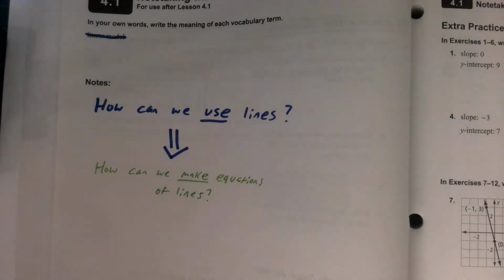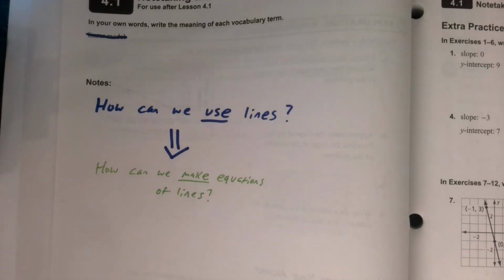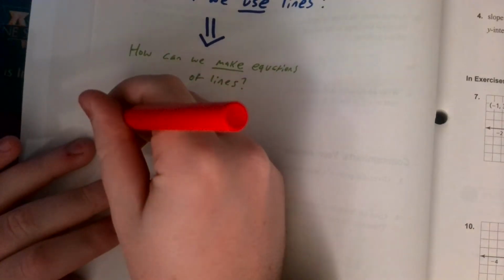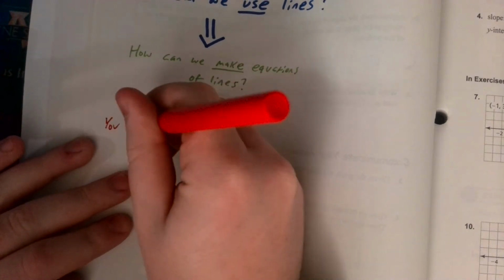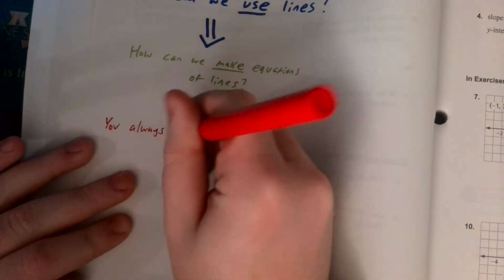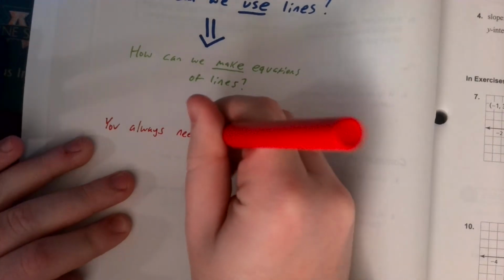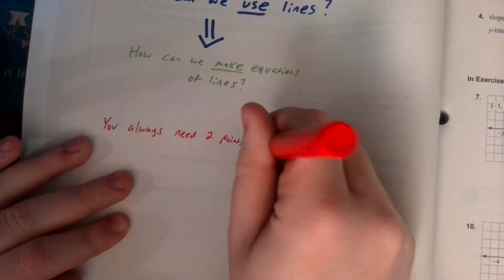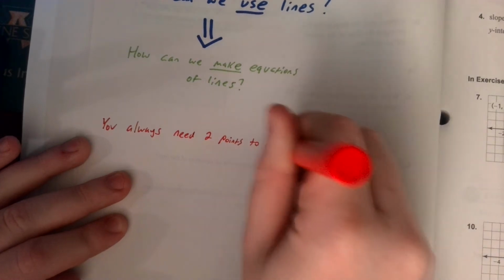So there's one rule that we talked about back in last unit. And that overarching rule is you always need 2 points to make a line. I want you to write that down as well. You always need 2 points to make a line.